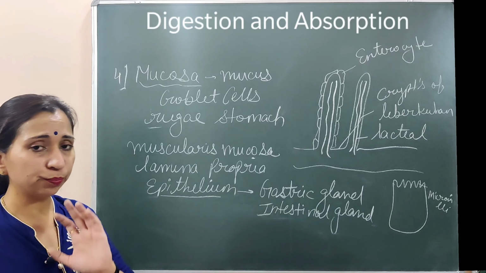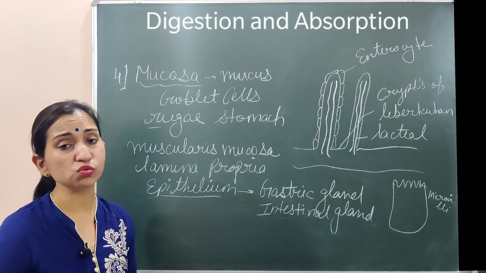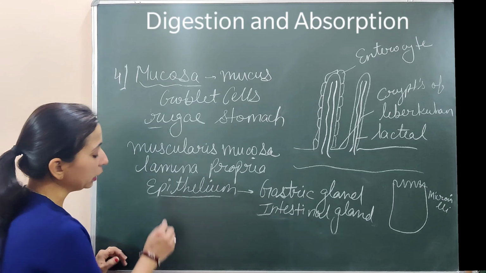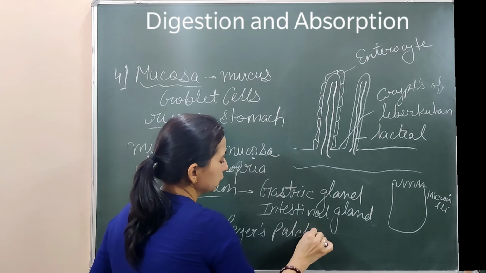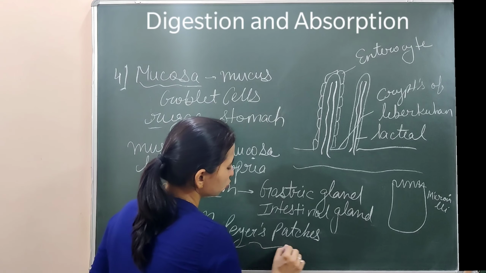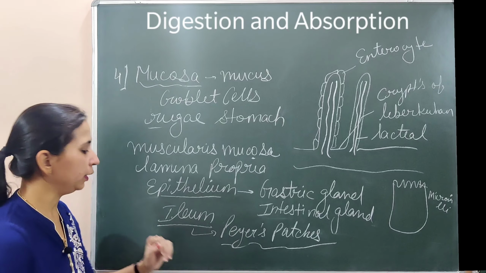In the small intestine region, this epithelial region also shows some other modifications. Some lymphatic tissues are also observed in the small intestine, and especially in the ileum region. In the ileum region of the small intestine, the structure which is formed here is known as Peyer's patches. So Peyer's patches are the lymphatic tissues which are present especially in the ileum region of the small intestine.